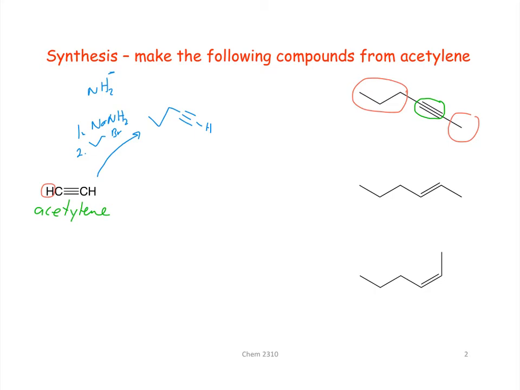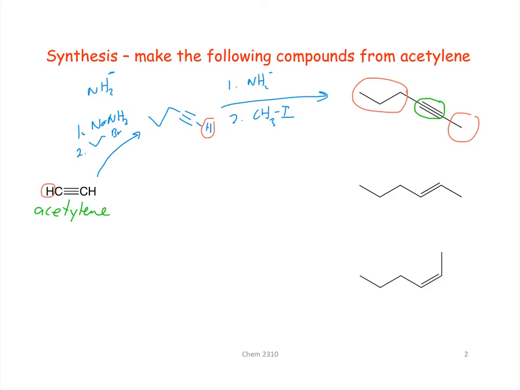For the next one, we want to add a methyl group. It's going to be the same thing, NH2 minus. The second one, we need to add a methyl group with a halogen. Let's say we use iodide this time. So again, in this case, we'd be removing the remaining proton on the alkyne to form a new acetylide anion, and that would do a substitution reaction with the iodomethane to give us our product. So this one is just two steps.